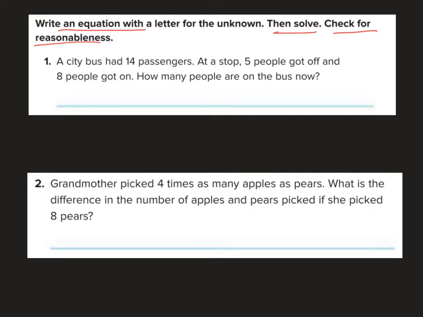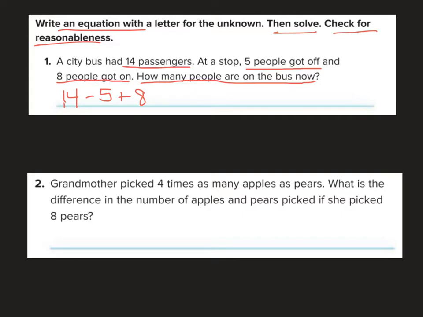Okay, so we know a city bus had 14 passengers. At a stop, 5 people got off and 8 people got on. How many people are on the bus now? So there were 14. 5 got off and 8 got on. How many people are on the bus now?